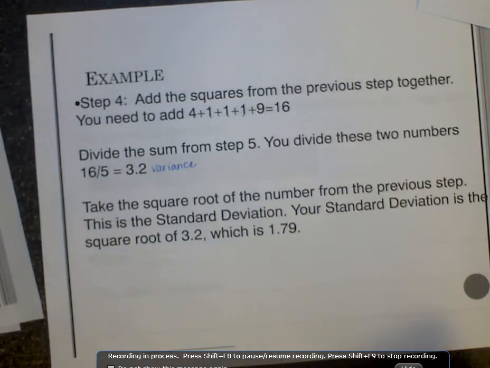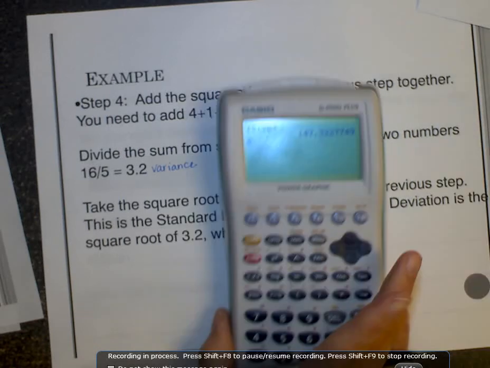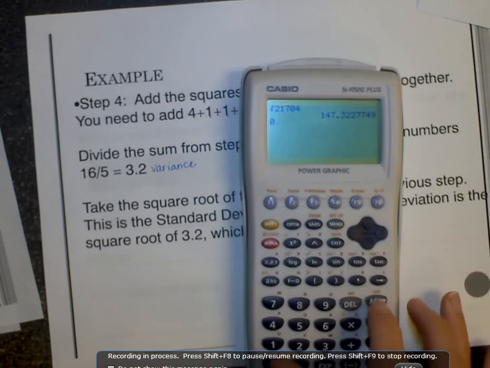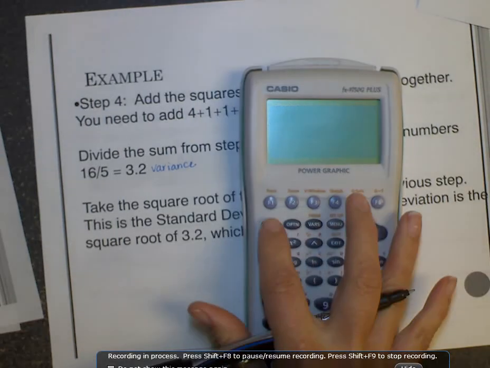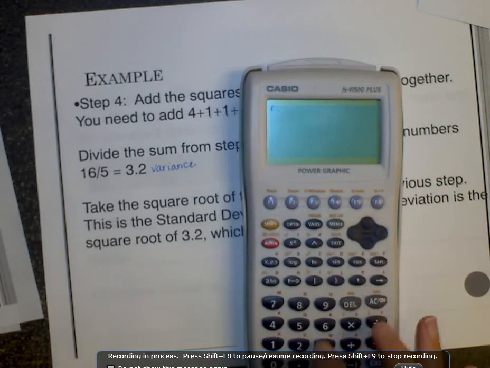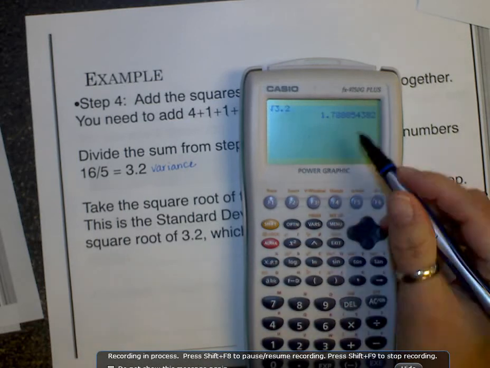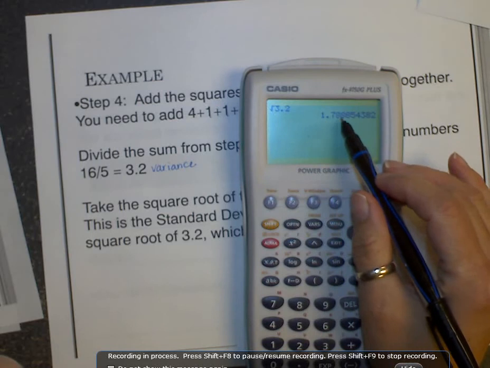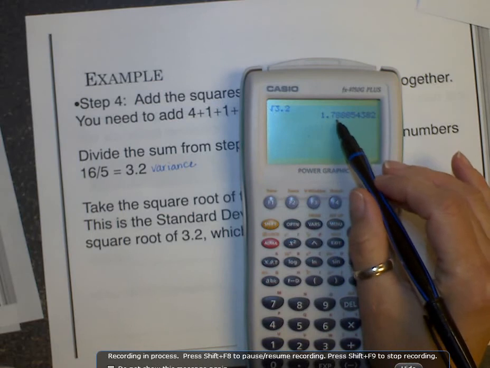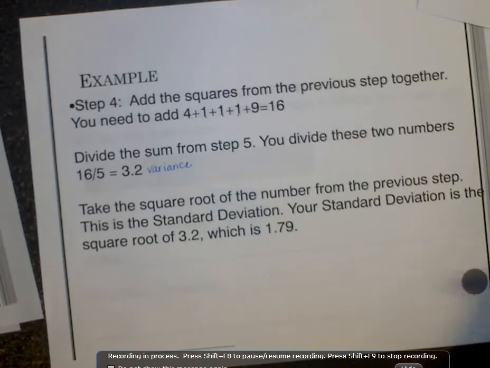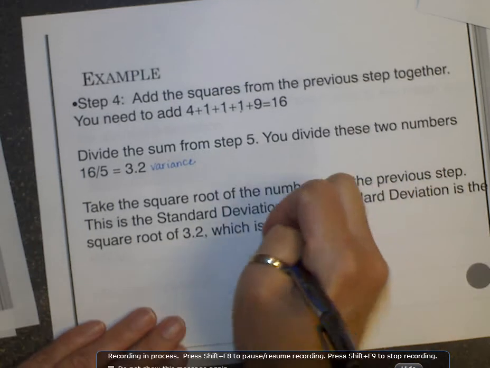And the last step, to find the actual standard deviation, you go shift, x squared again, 3.2, execute, and for me, rounding to the hundredths place, this 8 changes that 8 to a 9. Therefore, your standard deviation is 1.79.